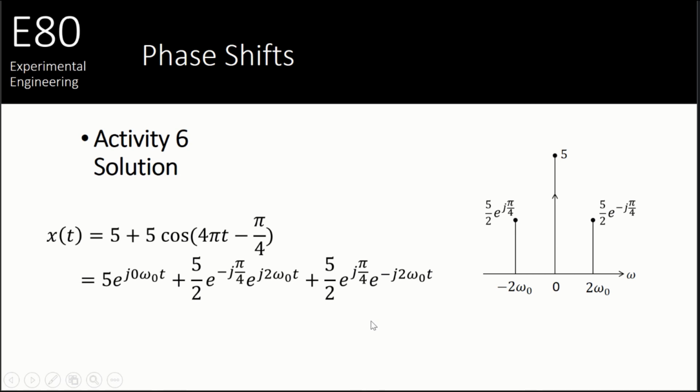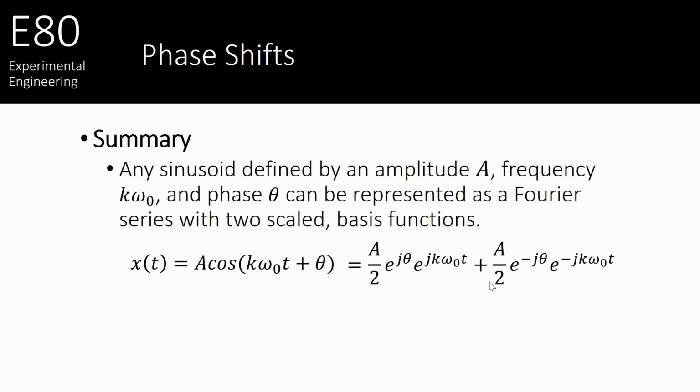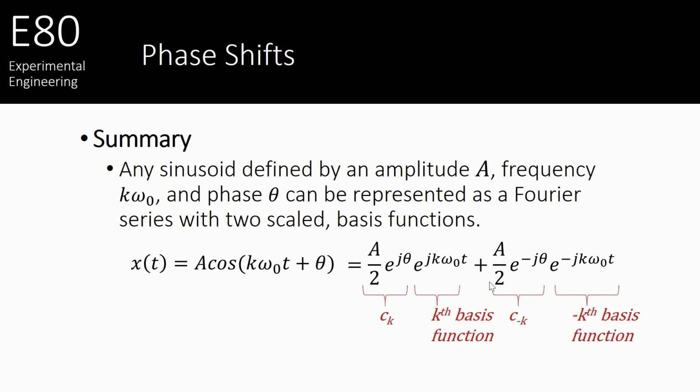There you go. To summarize, any sinusoid defined by an amplitude A, frequency k omega naught, and phase theta can be represented as a Fourier series with two scaled basis functions. So when we write them out as complex exponentials, we get two terms for every cosine, each consisting of a possibly complex scaling coefficient. We can plot it out in the continuous time domain, and we can plot it out in the frequency domain as a stem plot, or sometimes we call this a spectrum.